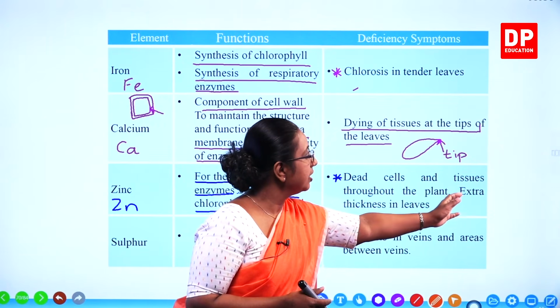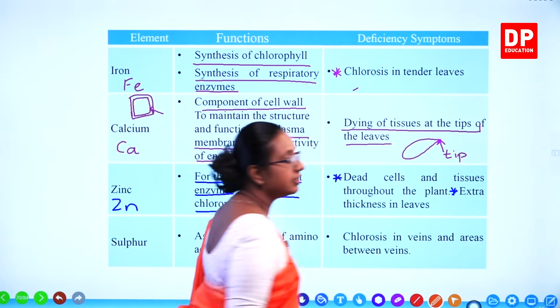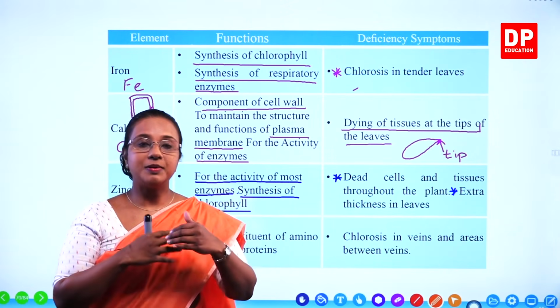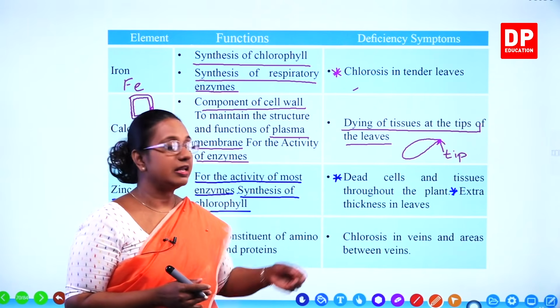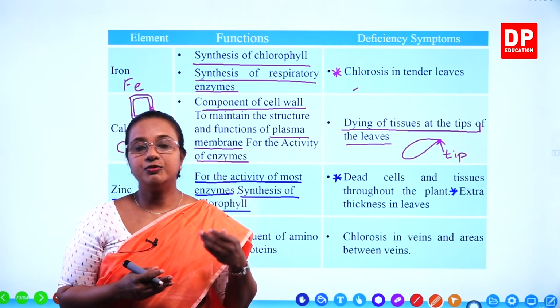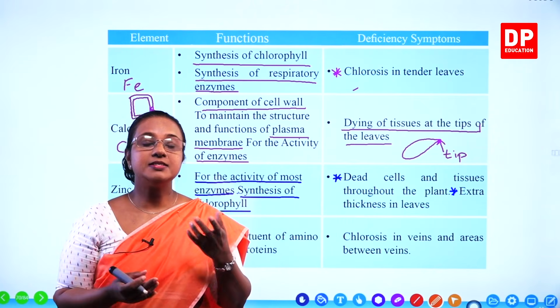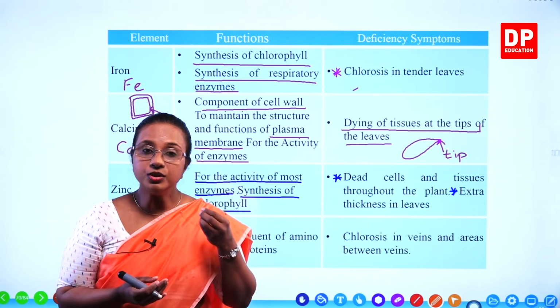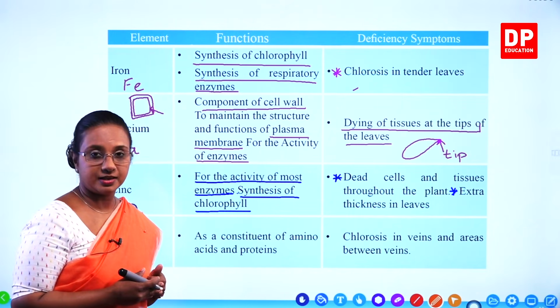And also there will be extra thickness in the leaves. Normally the plant leaves are very soft and nice. Here there will be extra thickness. As you look at the leaf itself, you will be able to identify that there is a difference in the texture. It's too thick. So that is due to deficiency of zinc.